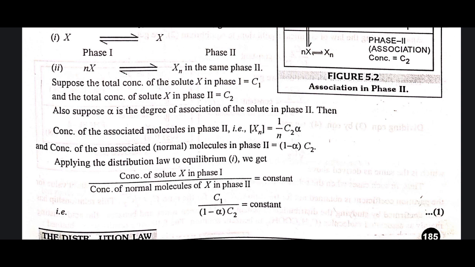Then the concentration of the associated molecules in phase 2, that is, the concentration of Xn, is equal to (1 upon n) C2 alpha, and the concentration of the unassociated or normal molecules in phase 2 is equal to (1 minus alpha) C2. Applying the distribution law to equilibrium 1, we get the concentration of solute X in phase 1 upon the concentration of normal molecules of X in phase 2 is equal to constant, that is, C1 upon (1 minus alpha) C2 is equal to constant. This is equation number 1.